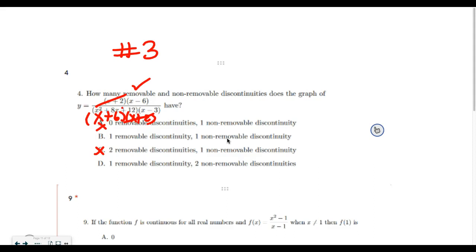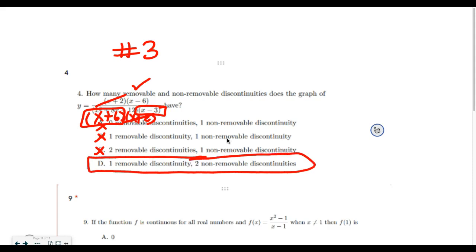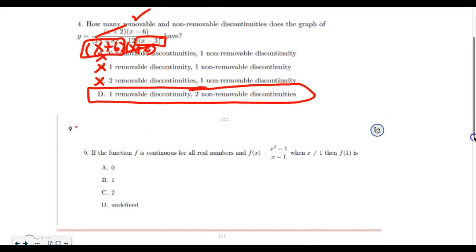But we also have 2 factors in the denominator that don't cancel. And those indicate that we have asymptotes, vertical asymptotes, at x equals -6 and x equals 3. So we have one removable at x equals -2 and 2 non-removable at x equals -6 and x equals 3. So the answer to that one is D.